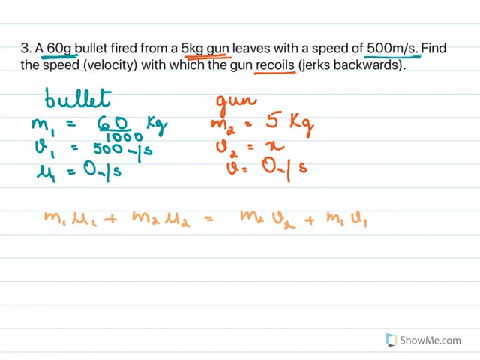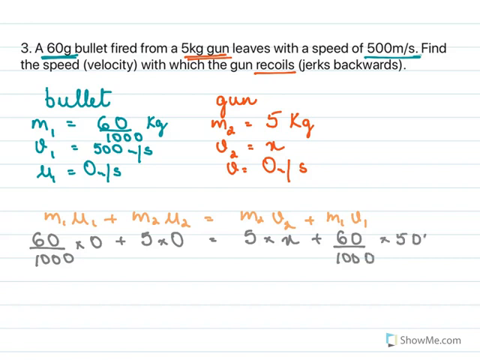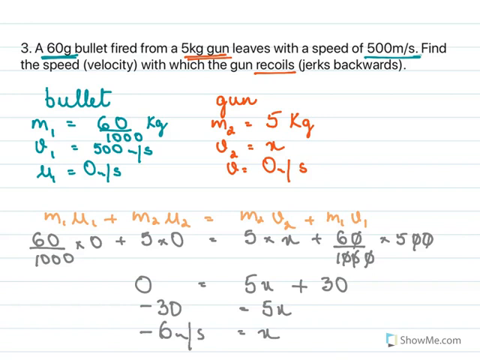So now we go ahead and substitute. Here we know m1 is 60 over 1000, that's of the bullet. u1 is 0 because it's at rest before impact. Gun is 5, it's also at rest before impact. Now m2 is 5 of the gun, v2 we need to find, we put it x. m1 is of the bullet, so 60 over 1000 into 500. Now this is before impact, bullet and gun at rest, so it's 0. So this is 5x plus 30. 5x equals minus 30. x equals minus 6 meters per second.